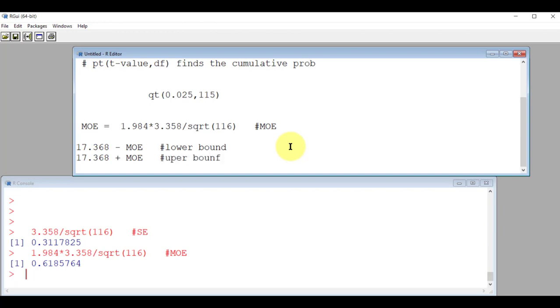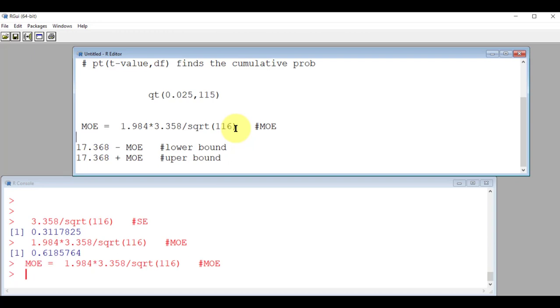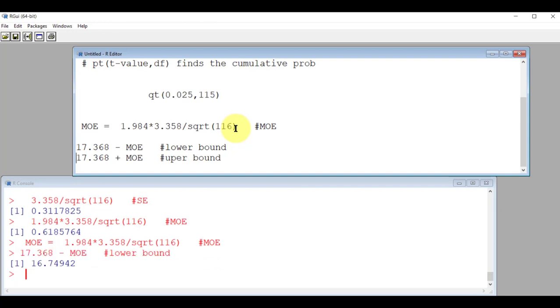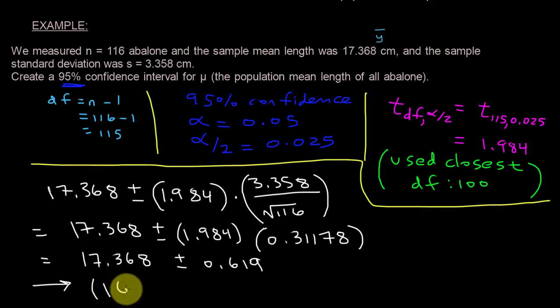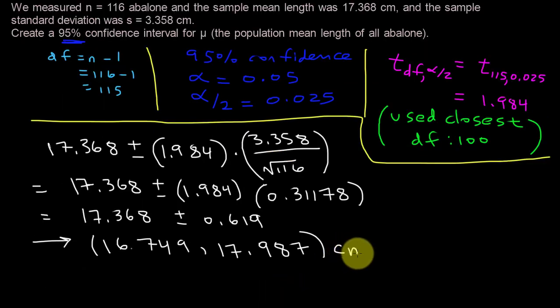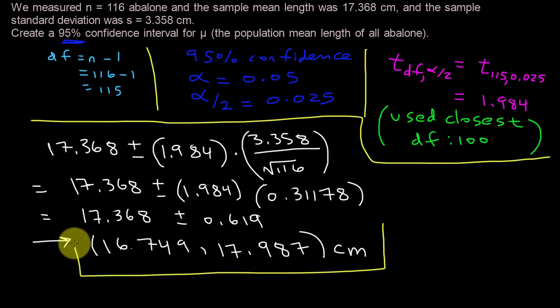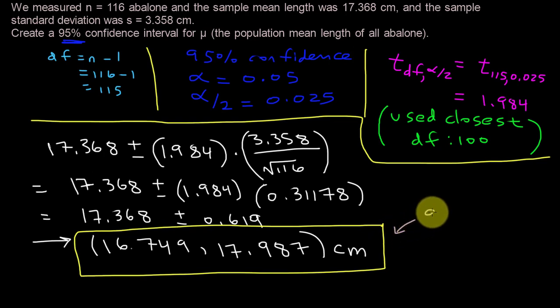And let's watch it work. So I need to make sure MOE is defined, and now I can compute the lower and upper bound. I realize I've misspelled upper. That is 16.749 up to 17.987. Because this was measured in centimeters, we should include that for completeness. And this is our answer. So I'm going to put it in a box, and that feels great. This is our 95% confidence interval for mu.